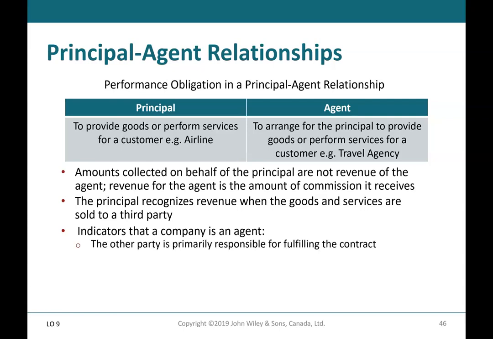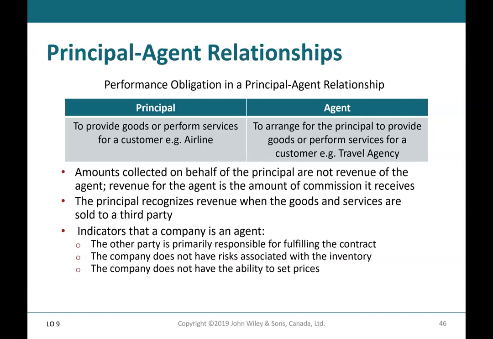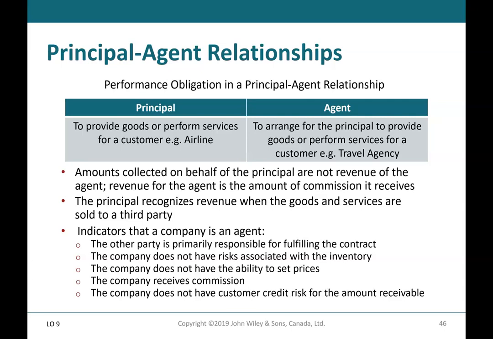Indicators that a company is an agent. The other party is primarily responsible for fulfilling the contract. The company does not have risks associated with the inventory. The company does not have the ability to set prices. The company receives commission. The company does not have customer credit risk for the amount receivable.